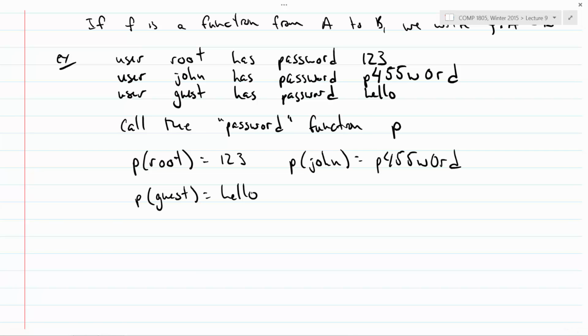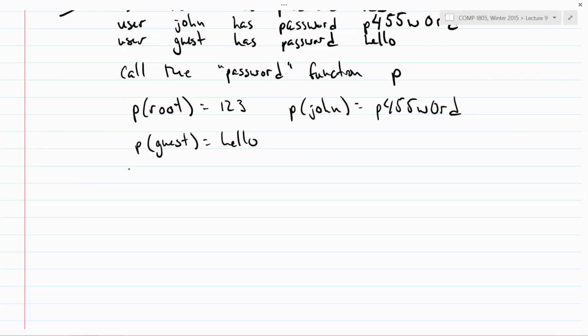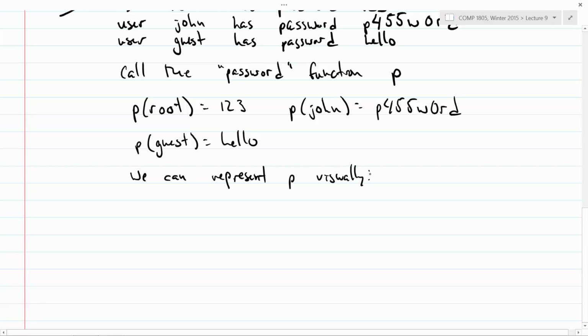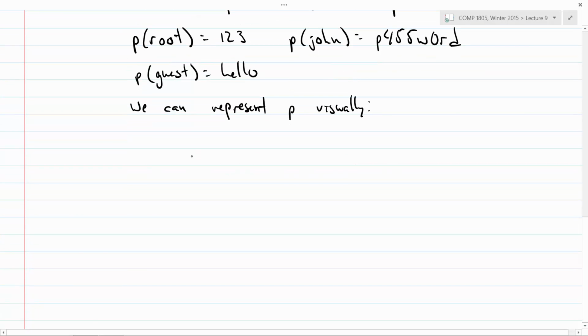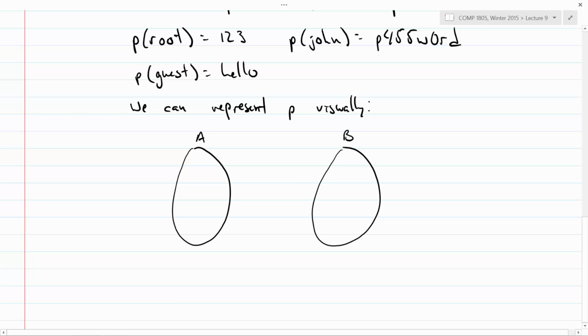You can define a function like that if you want, but I hope you agree that this would get tedious after a while. So we have other ways to represent functions, and we'll start talking about those as we go along. One way you can represent a function is visually. And the way you do that is this. You have the input set here, let's call it A. The output set here, let's call it B.